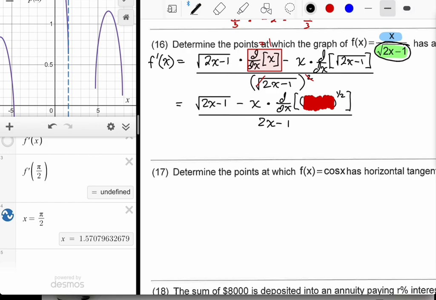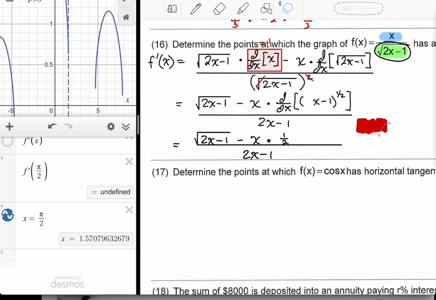Oops, center marker. Square root of 2x minus 1 stays as is, minus x. But now I need the derivative of blob to the 1/2 power. Now it's very similar to what we just did in the previous problem. Blob to the 1/2 power, or something to the 1/2 power, would be 1/2 of that blob.